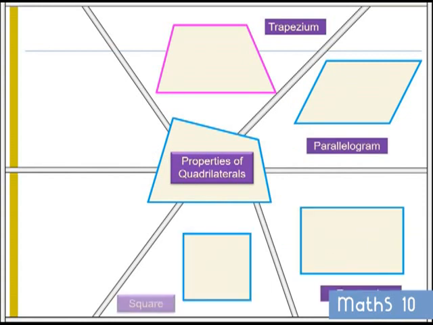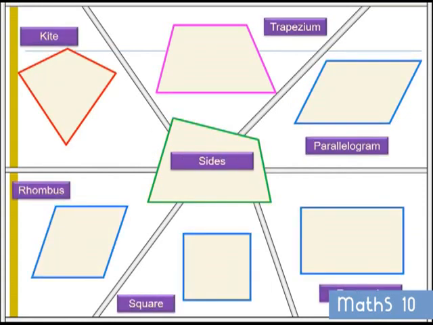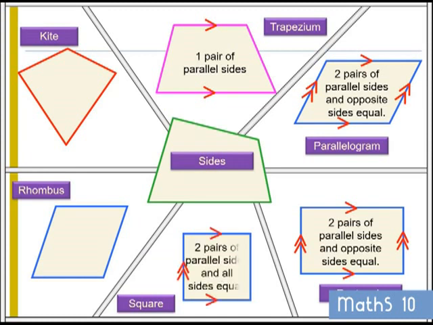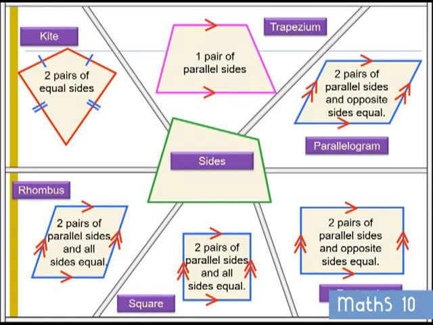Let's summarise these properties of quadrilaterals. First of all, sides. A trapezium has 1 pair of parallel sides. A parallelogram has 2 pairs of parallel sides and opposite sides equal. A rectangle has 2 pairs of parallel sides and opposite sides equal. A square has 2 pairs of parallel sides and all sides equal. A rhombus has 2 pairs of parallel sides and all sides equal. A kite has 2 pairs of equal sides, but no parallel sides.